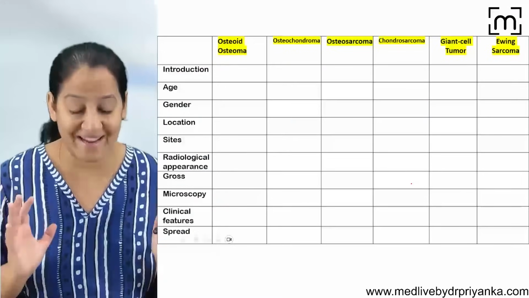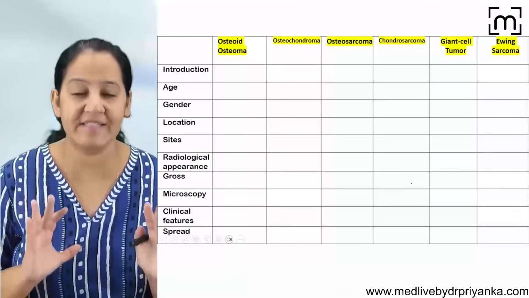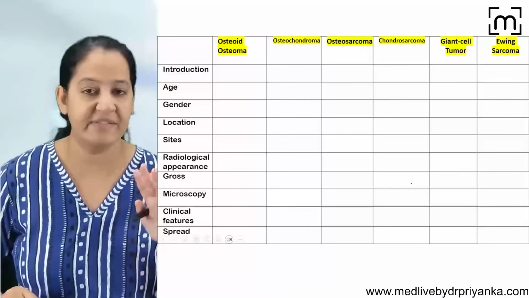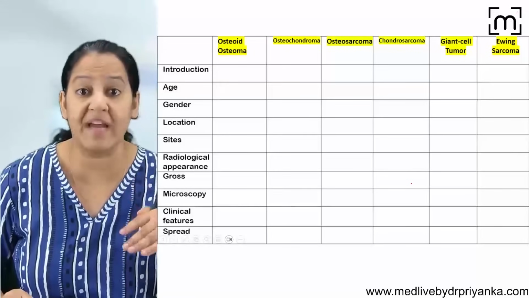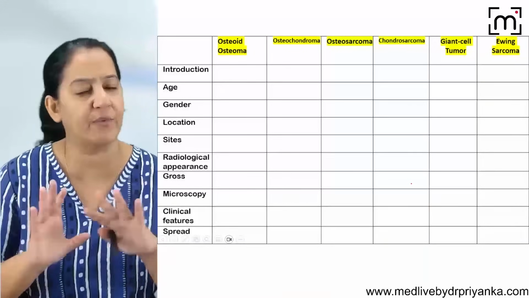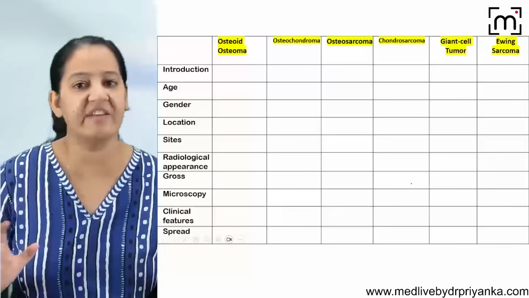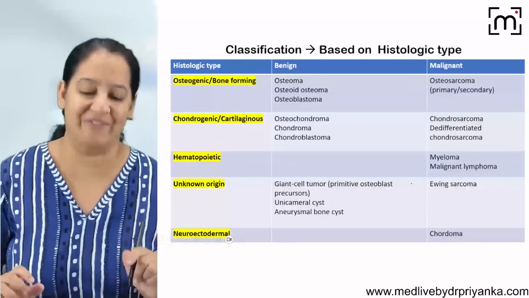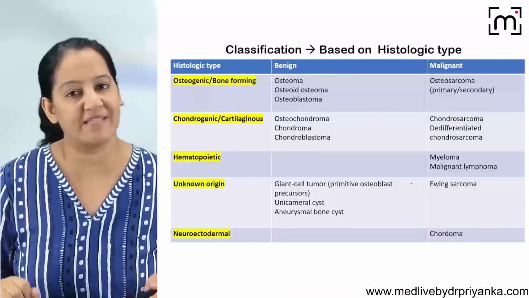So we will be making a comparative table of all these 6 bone tumors in the end. One by one we will study and fill this table. We will see the details and fill it in short, so that in the end you can retain it better. You can just revise this table and everything will be there in this table. So let's start it. First of all, I will be telling you the classification. So we will discuss 2 types of classification of bone tumors.